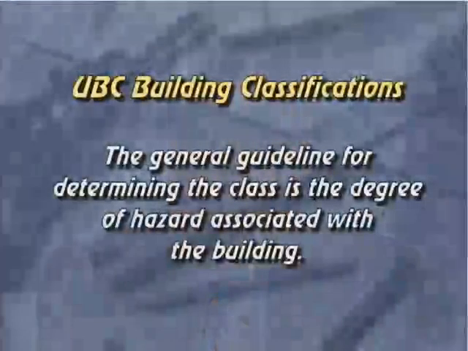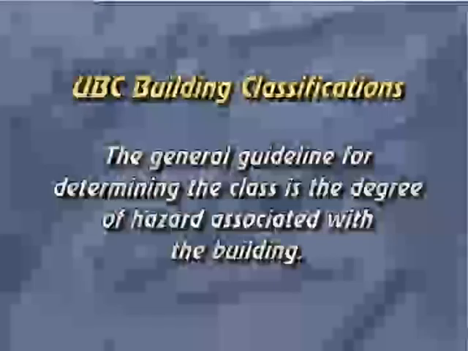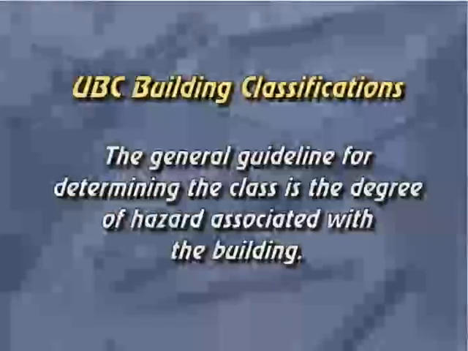The UBC uses many ways to classify a building. One is by occupancy, the building's use or the type of activity involved in it. And there are 10 main occupancy groups. You can highlight those 10, A, B, E, and so on. The primary thing to know, the general guideline, and this is in the next paragraph, first sentence: the general guideline for determining the class is the degree of hazard associated with the building. Highlight that first sentence.